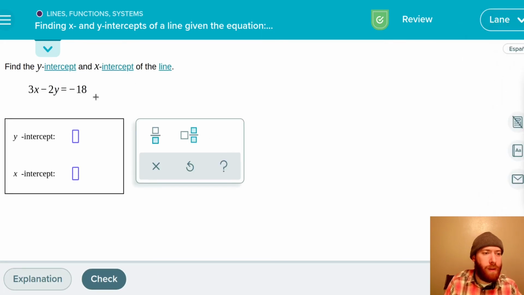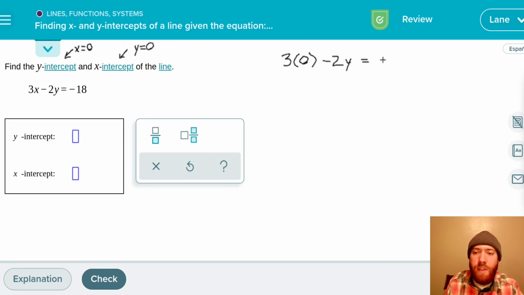Okay. Again, remember that for the y-intercept, the opposite variable is 0. Or at the y-intercept, x is 0. And at the x-intercept, y is 0. And we're going to find the y-intercept first. So to do that, we are going to replace the x with a 0. To find the y-intercept, we're going to plug in a 0 for the x. So we would write 3 times 0 minus 2y equals negative 18.